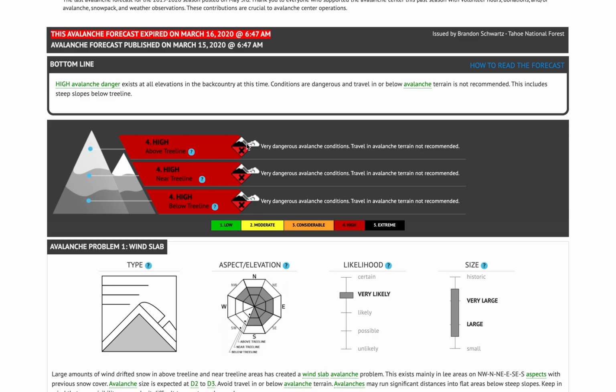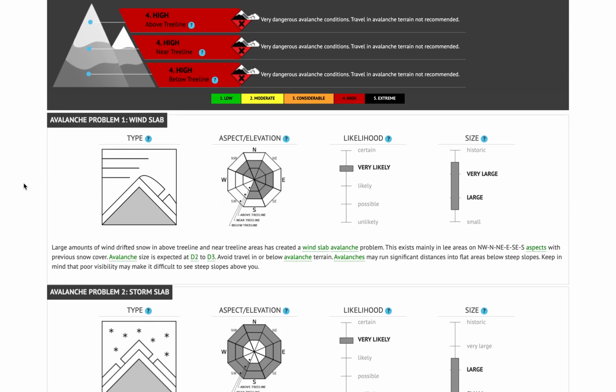This is the next thing you should look at. And this is rated on a 5-point scale. So low, moderate, considerable, high, and extreme. Low does not mean that there is no avalanche danger. There's always some avalanche danger present as long as there's snow. So just keep that in mind. But low generally means that there's a very stable snowpack, whereas extreme means you should probably not be in the backcountry that day.